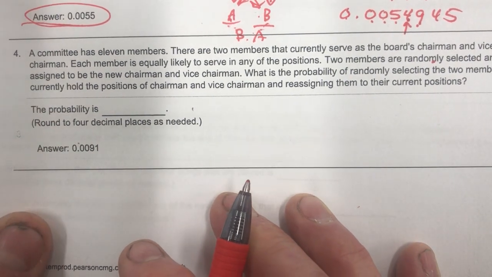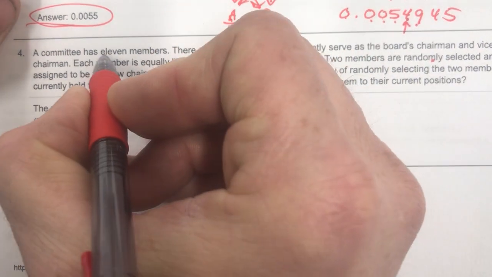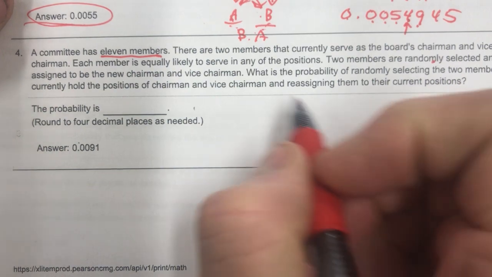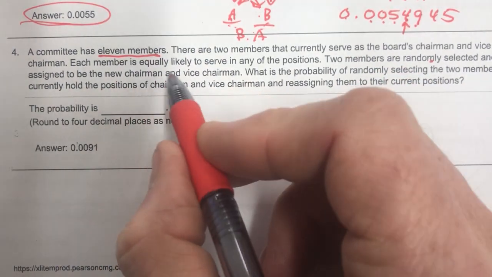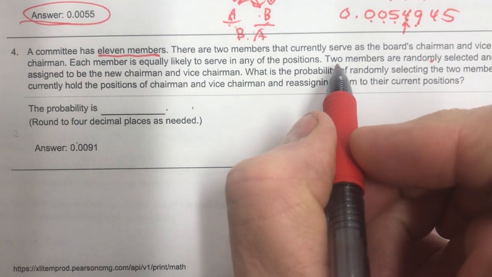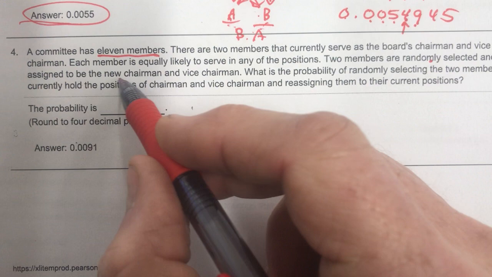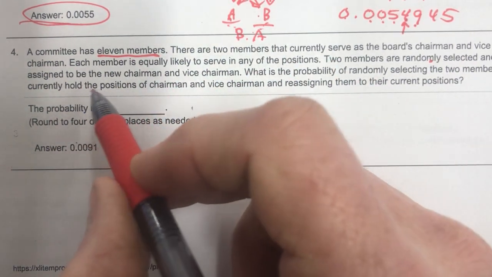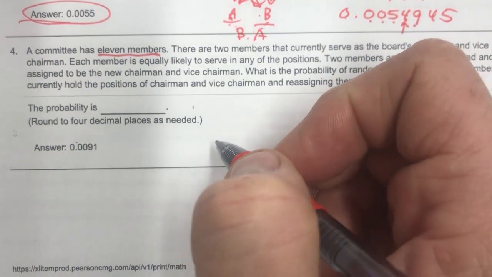Some interesting stuff. Number 4, a committee has 11 members. There are 2 members that currently serve as the board chairman and the vice chairman. All right, this is, I think, the same problem. Each member is equally likely to serve as any of the 2 positions. 2 members are randomly selected and assigned to be the new chairman and vice chairman. What's the probability of randomly selecting 2 members who currently hold the positions of chairman and vice chairman? So this is the same exact problem as number 3 was.